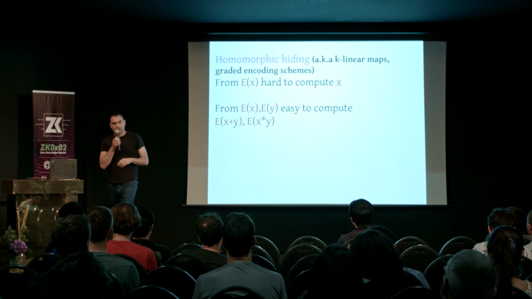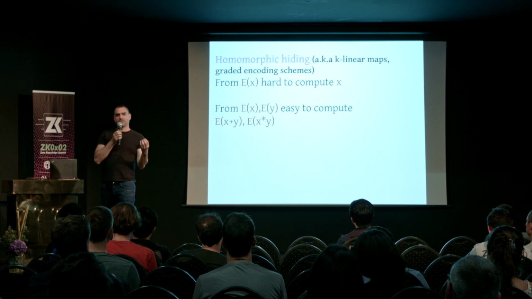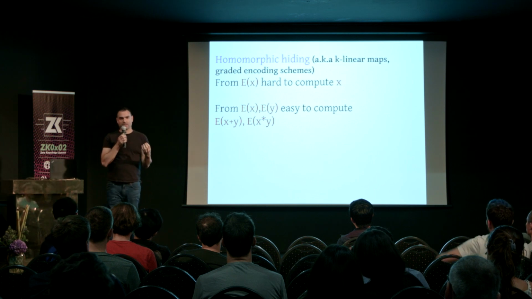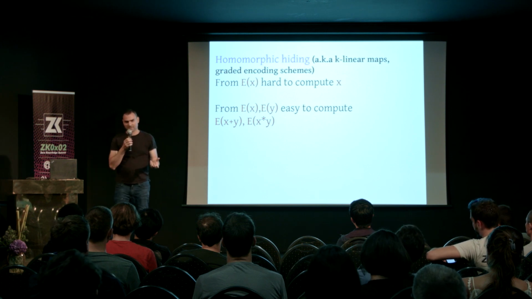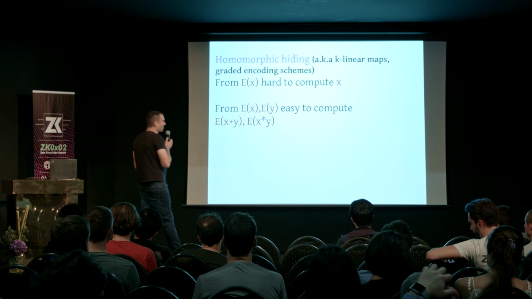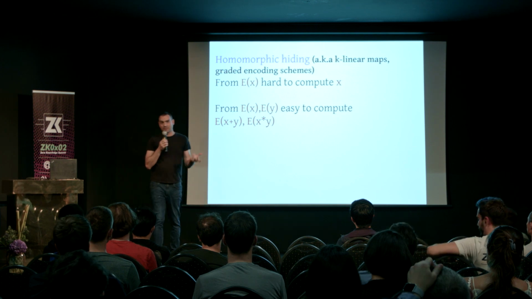So one property is that if I show you E of x, it's hard to find x from that. So that's what hiding means, right? If I show you E of x, it's hard to compute x. The reason I call it hiding and not encryption is that there's no decryption key. There's not necessarily a way to get from E of x back to x. That's why I call it hiding instead of encryption. So that's the hiding part.